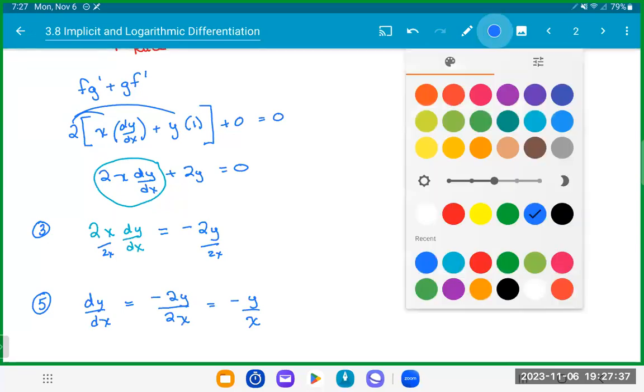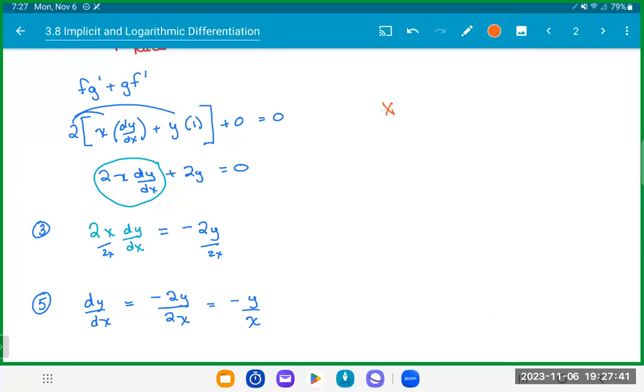I will put here a little note, just something to keep in mind: the derivative of y with respect to x is dy dx. Okay? All right. Questions?